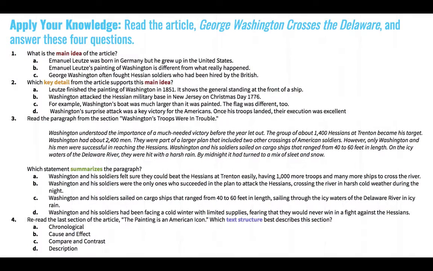Now it's your turn. Read the article George Washington Crosses the Delaware and answer these 4 multiple choice questions. The first question is about main idea. The second is about supporting details. The third is about summarizing. And the fourth is about text structure.